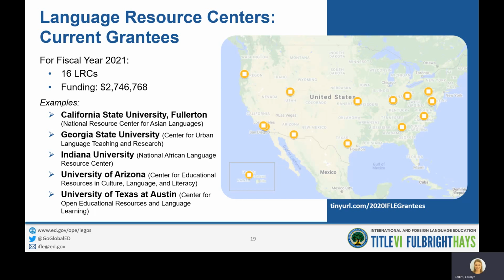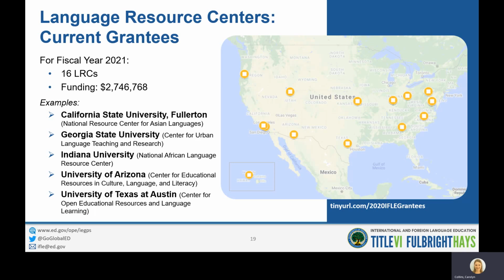Like our other grants, the LRCs are located all across the country. For fiscal year 2021, we have 16 language resource centers that received $2.7 million of funding for the fiscal year. Some examples include the National Resource Center for Asian Languages at California State Fullerton, the Center for Urban Language Teaching and Research at Georgia State, the National African Language Resource Center at Indiana University, the Center for Educational Resources in Culture, Language, and Literacy at University of Arizona, and the Center for Open Educational Resources and Language Learning at University of Texas at Austin.